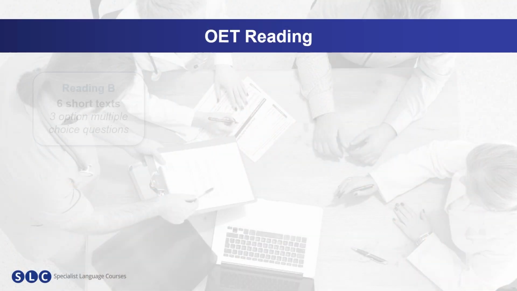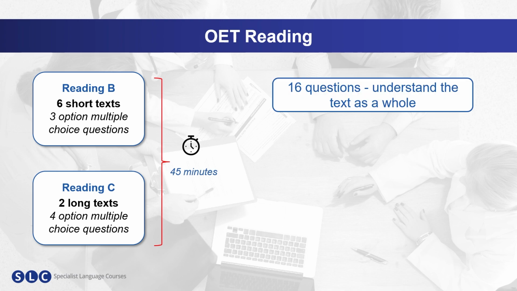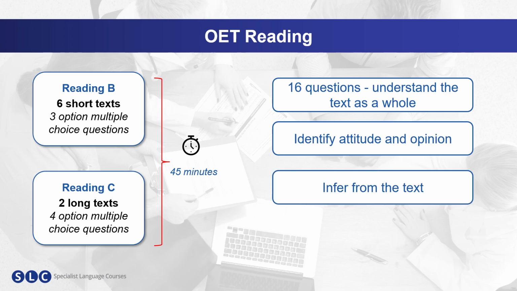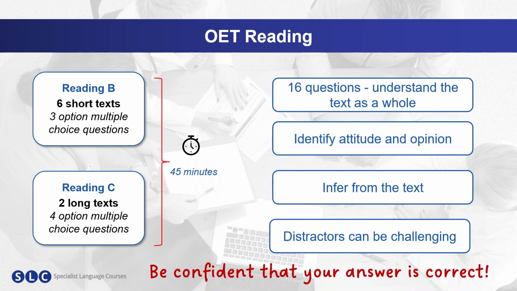Reading B and C need to be completed together, and you have 45 minutes to do both parts. Remember, Reading C contains 2 long texts with 16 multiple choice questions with 4 options. And in Reading C, you need to identify attitude and opinion. This may require you to infer from the text, as the answers may not be obvious, and the answer options will often contain distractors, which may appear correct but are not. Distractors can be challenging, and it's important to choose the correct answer confidently.